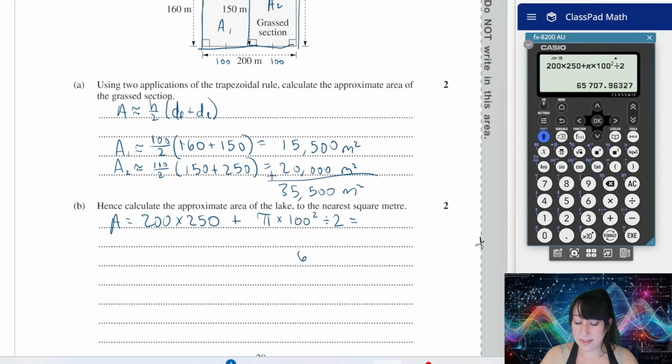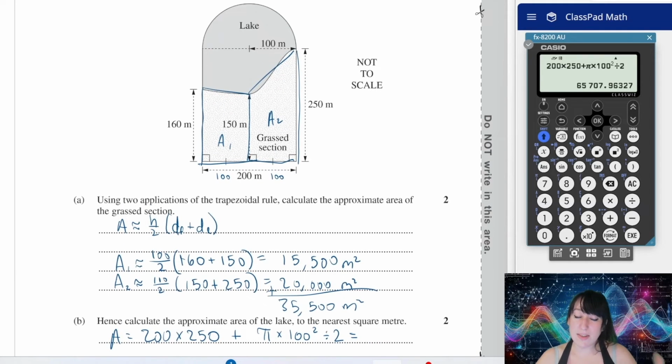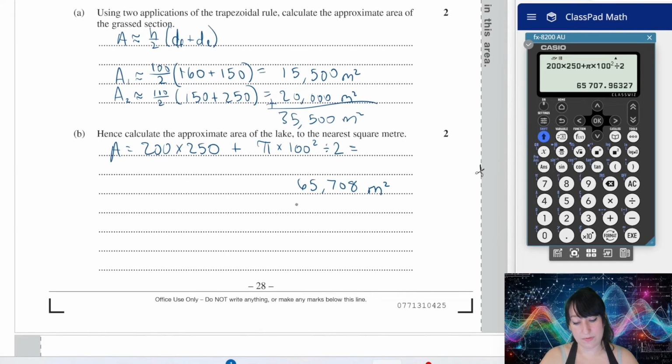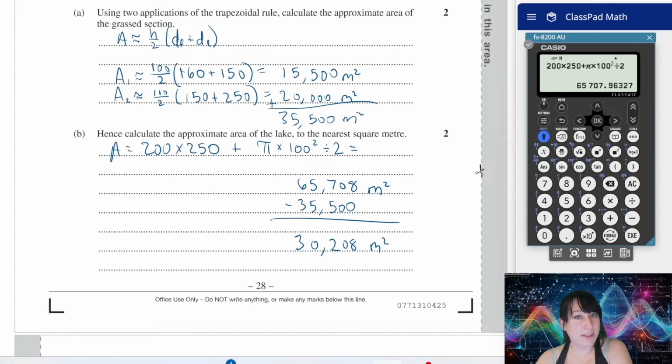So that is 65,708. Let's round to 708 because we're going to get near a square meter in the end anyway. And the next thing we're subtracting is an approximation, and it is to the nearest whole number anyway. So that is the entire area. So the lake is just going to be that minus 35,500 from part A. So we get 30,208 square meters approximately.